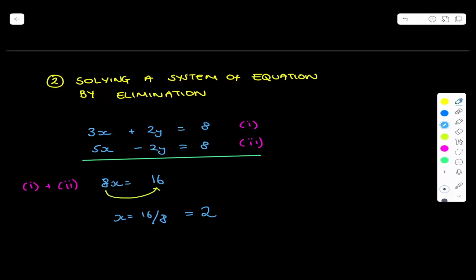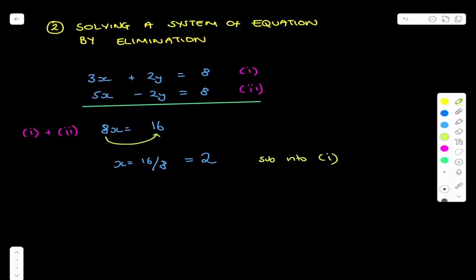You're going to sub that back into, and in this case, it doesn't matter which one you sub it into. Let's just sub it into 1. You can sub it into equation 2. You would eventually get the same answer. So we're going to sub x equals 2 into the first equation. So let's rewrite my first equation. It is 3x plus 2y equals 8. And we're going to sub x equals 2.